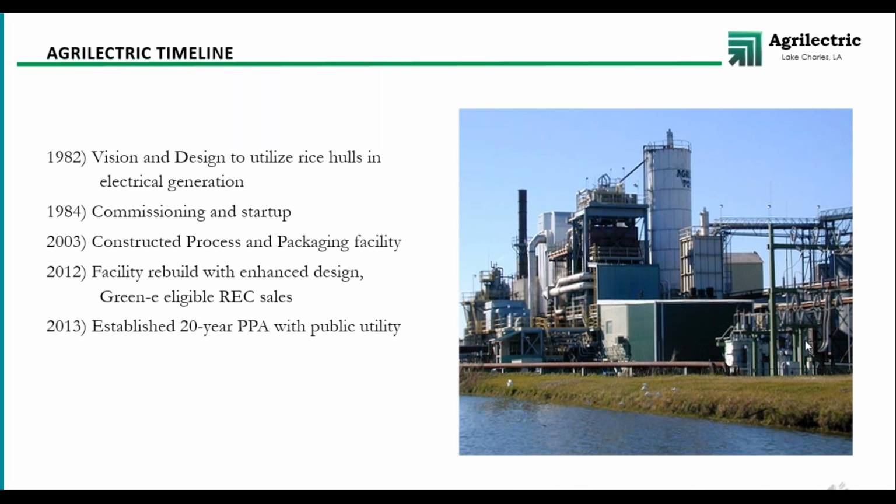Just a quick timeline reference for the Lake Charles facility. Between 1982 and 1984, AgriElectric was a paper napkin discussion, which resulted in the base model today. After 26 years of operation and high maintenance expenses and a new power purchase agreement, the facility was refurbished in 2012. Although the facility has generated renewable power since 1984, to be considered green or Green-e eligible, we were required to basically rebuild the plant to a near new status.